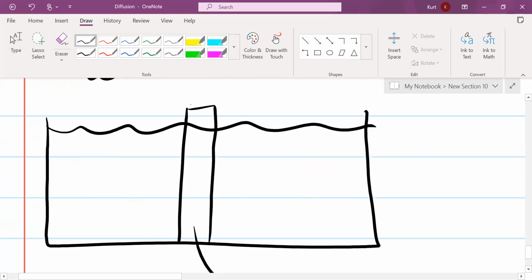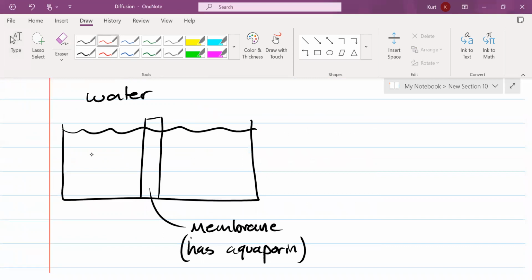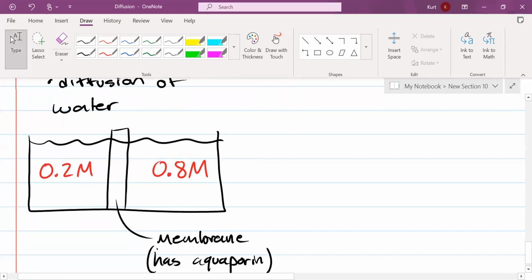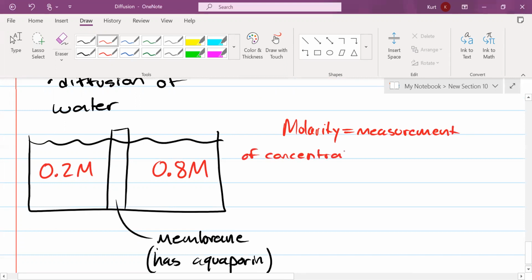There's our membrane. All right, here we go. 0.2 molar, 0.8 molar. Now, if you're a little rusty on the chemistry lingo, let me jog your memory. Molarity is the measurement of concentration of solute in a solution. A solute is the thing that gets dissolved in a solution.